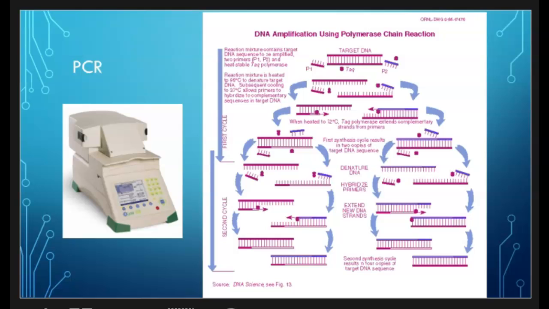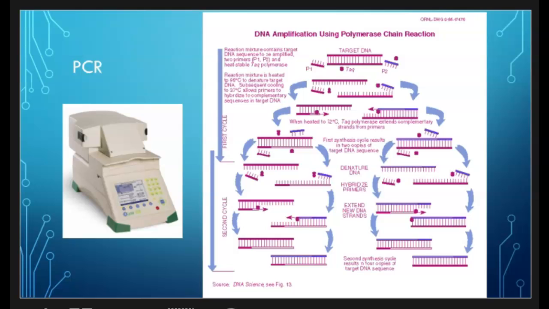So Taq polymerase is an enzyme found in Thermus aquaticus. It's a bacteria found in hot springs and the geysers at Yellowstone, and it can make a copy of DNA, Taq polymerase. So after those 3 steps, and that's considered a cycle, the heating to 95, cooling to 37, and heating back up to 72, that's one cycle.